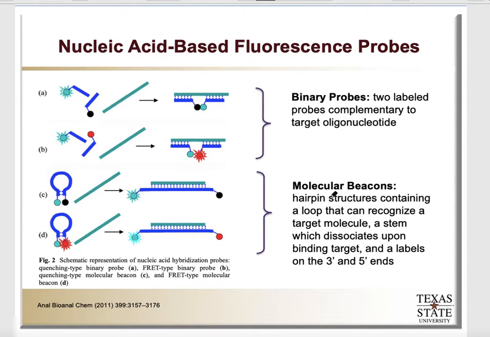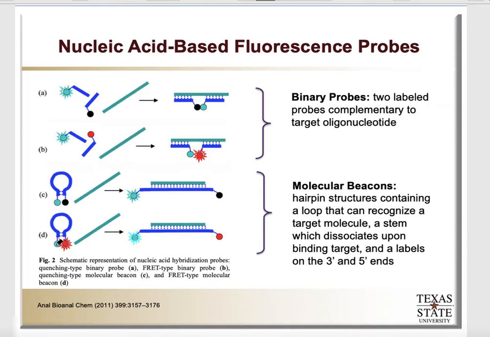The bottom two are molecular beacons, which are basically hairpin structures that contain a loop that can recognize the target molecule, and a stem that is unstable enough to dissociate when the target binds. We have labels on the 3' and the 5' ends. The labels could be, again, fluorophore and quencher, or fluorophore number 1 and fluorophore number 2, meaning donor and acceptor. In this particular case, initially they are in the quenched state, but once they bind to the target, they are far away from one another and the fluorescence increases.